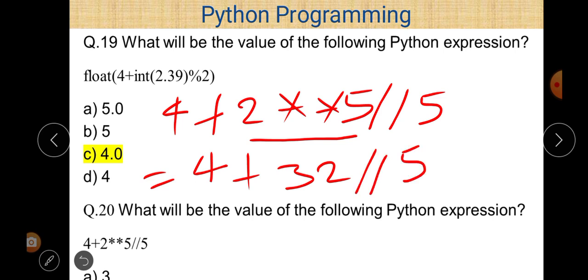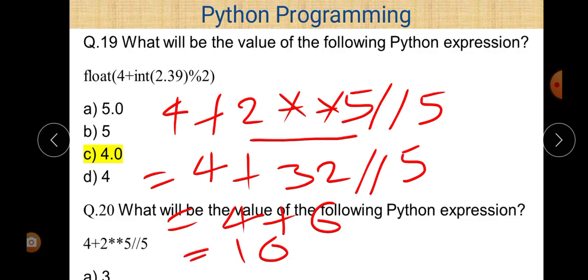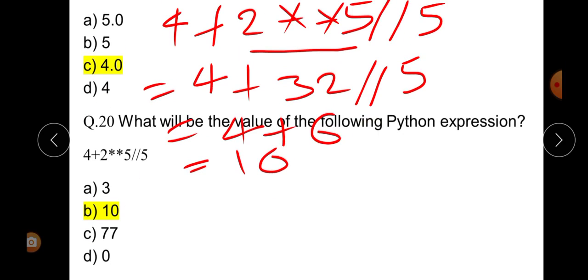Now between plus and float division, the float division operator has a higher precedence. So 32 float division 5 should be solved first, which is equal to 4 plus, when 32 is divided by 5, we get 6. Always remember that in float division we always take an integer value. So 6, and when 4 is added to 6, our answer should be 10. So 10 is the correct answer. You can see on the screen, 10 is the correct answer.